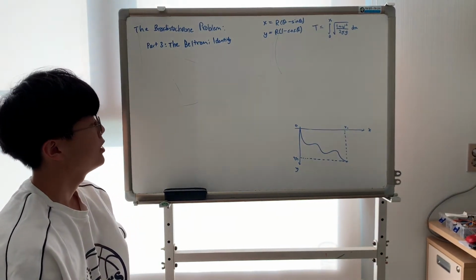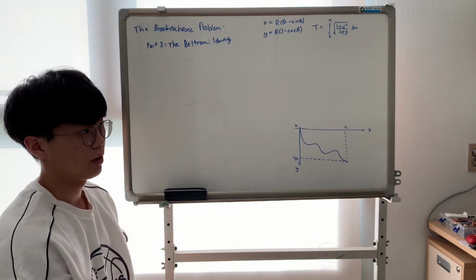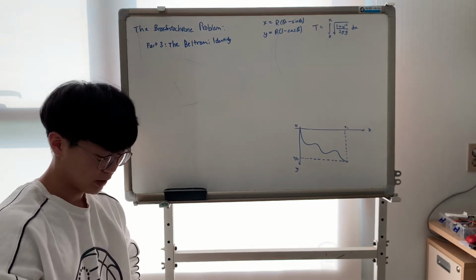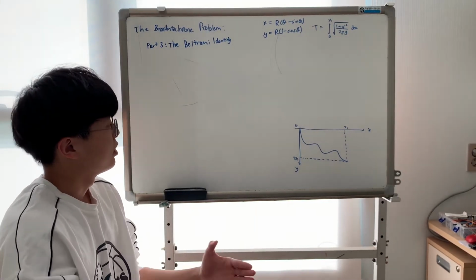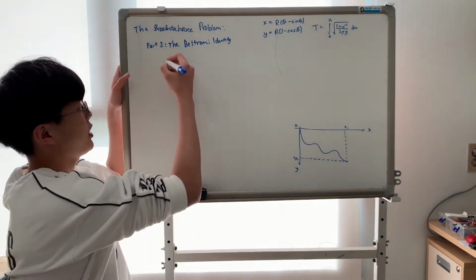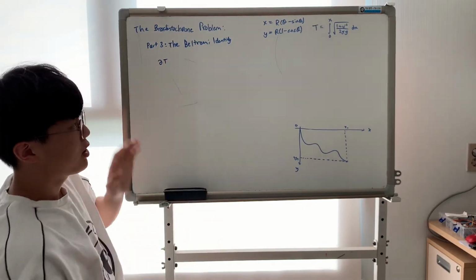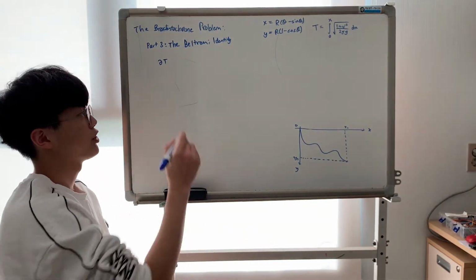And so first of all, let's write down the Euler-Lagrange equation. So we're going to start off with the Euler-Lagrange equation, and then we're going to step our way towards the Beltrami identity. And because we are minimizing time, we're going to set time as our functional we're trying to analyze.